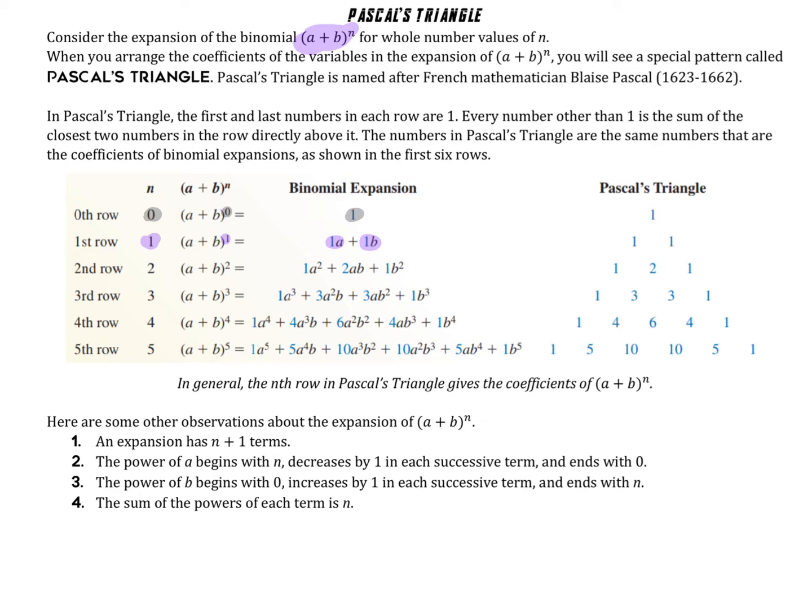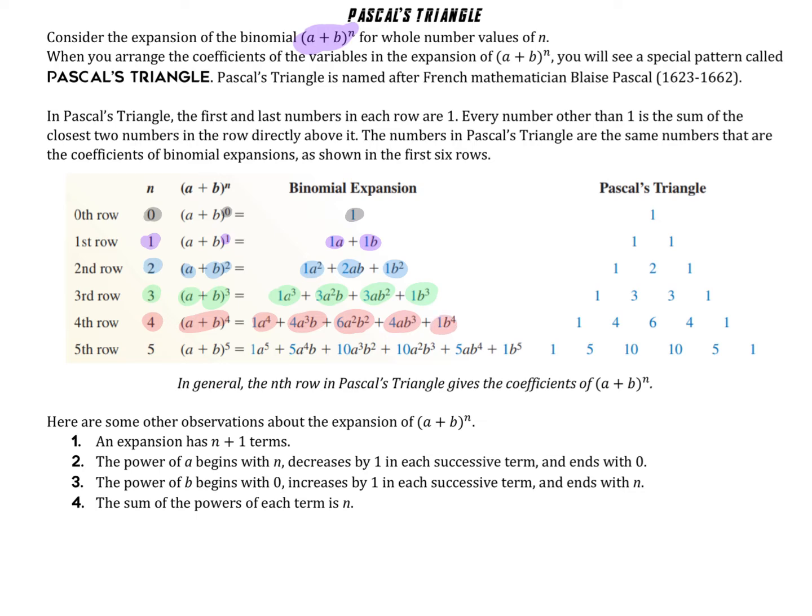If we do it to the second power, we learned the property back in Algebra 1 and reviewed it in the last video: we end up with 1a squared plus 2ab plus 1b squared. If we do it to the third power, which we also looked at in the last video, we end up with 1a cubed plus 3a squared b plus 3ab squared plus b to the third. If we were to keep going and continue expanding to the fourth power, it would look like this: 1 times a to the fourth plus 4a cubed b plus 6a squared b squared plus 4ab cubed plus b to the fourth.